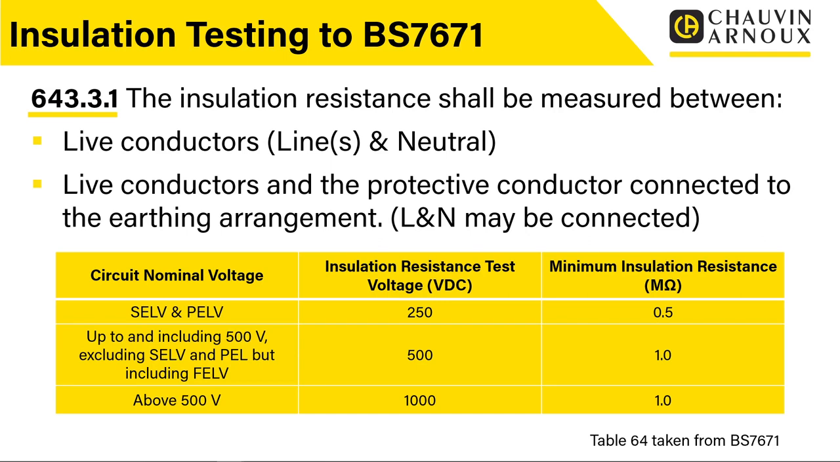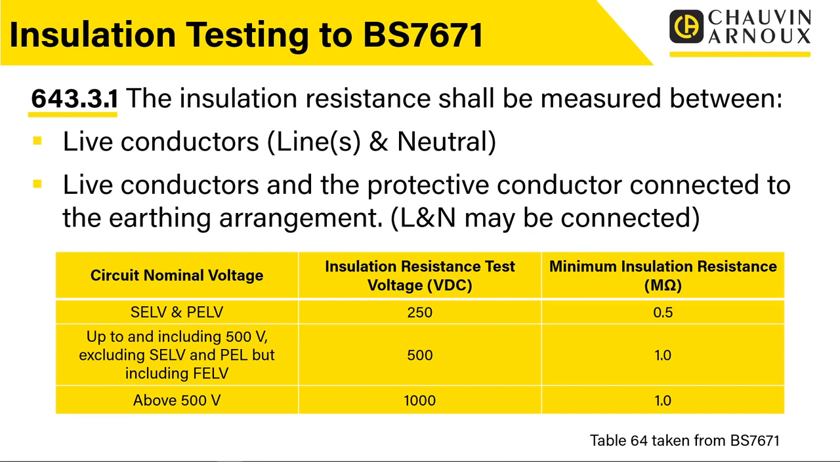So when they mention that we must test between live conductors, they're saying we must check between our line and our neutral, or our lines. If we've got a three-phase system, L1, L2, L3, we must check between them, and we must check between them and neutral. So just be aware of that terminology. If we hear the word live, that means current carrying conductors. That's all of your lines and your neutral. Neutral is a current carrying conductor. So we must check between all the live conductors.